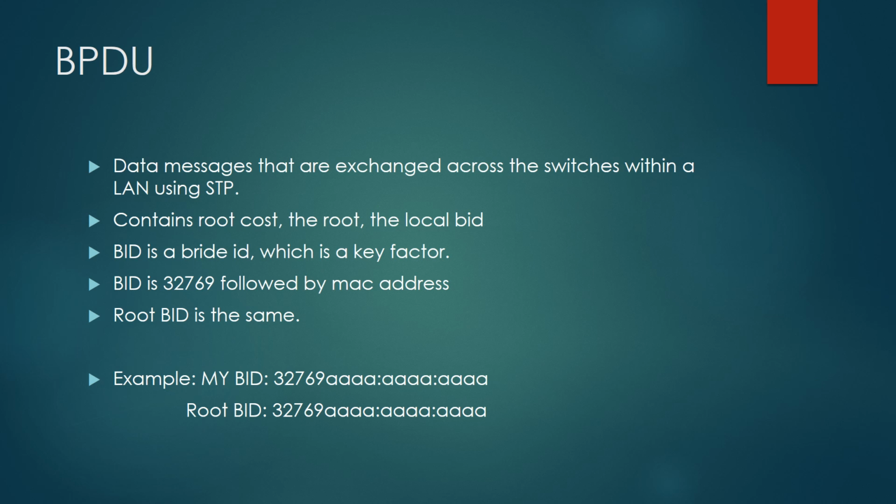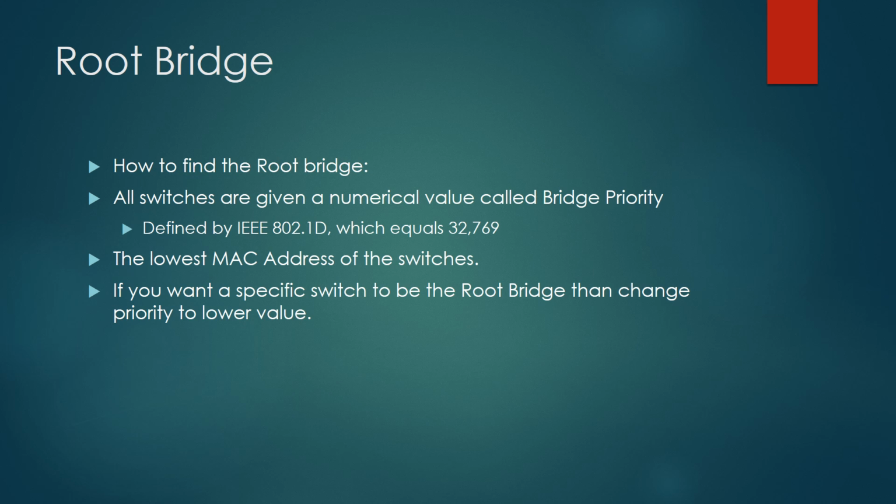The BPDU, or the Bridge Protocol Data Units, are data messages that are exchanged across the switches within a LAN using STP. These messages contain the root cost, the root, and the local BID. BID stands for bridge ID, which is a very key factor in figuring out your root bridge. Your bridge ID is a default of 32,769 followed by your MAC address. Example is right there. My BID is 32,769 followed just by a made-up MAC address, and that's the same for your root BID. Now let's try to find the root bridge.